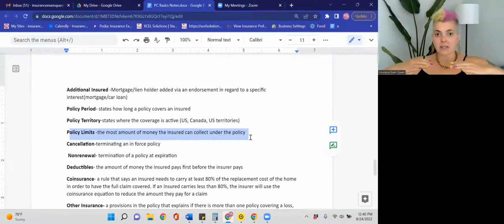So when you're reading your declaration page and they've got coverage A, 100,000, coverage B, 10,000, coverage C, 50,000, these are the policy limits. This is the most that you can collect for coverage A. This is the most that you can collect for coverage B. So the policy limits are the amount of money that you can collect under the policy.